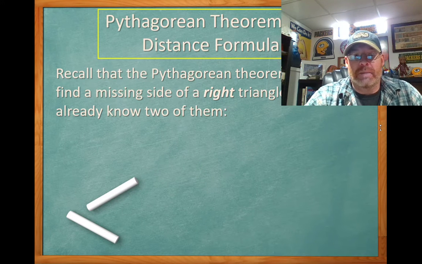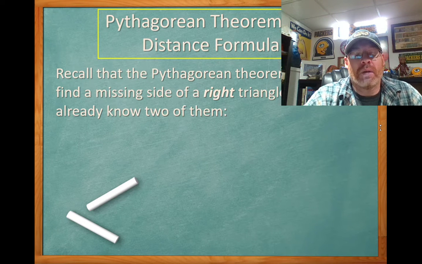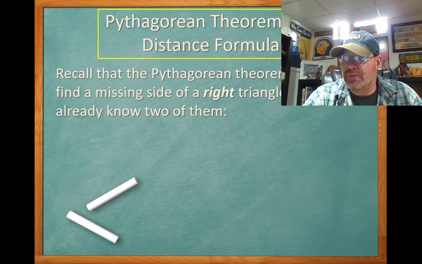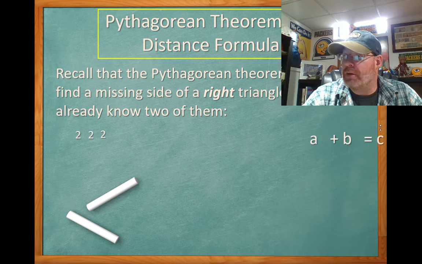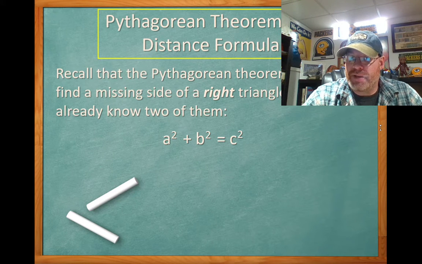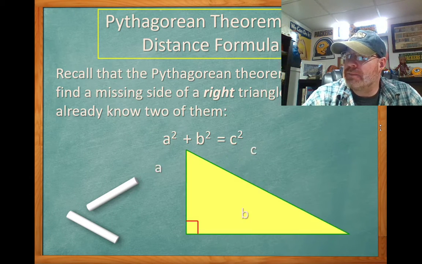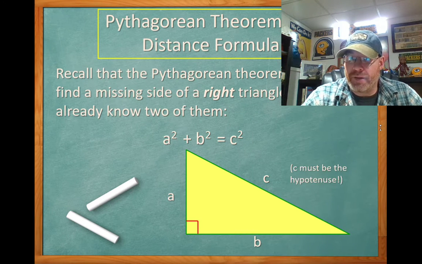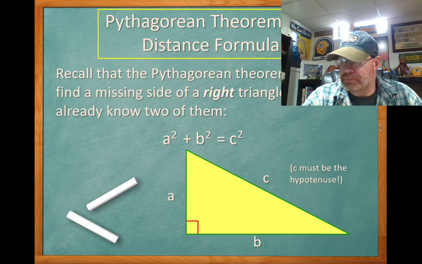I want you to remember that the Pythagorean Theorem is used to find the missing side of a right triangle, if you already know what two of them are. It only works for right triangles. And you may recall the actual theorem, a squared plus b squared equals c squared. Pretty simple thing. The only thing I want to remind you is that the c has to be the hypotenuse, the side that's across from the 90-degree angle. The a and the b doesn't matter, as long as the c is the hypotenuse.